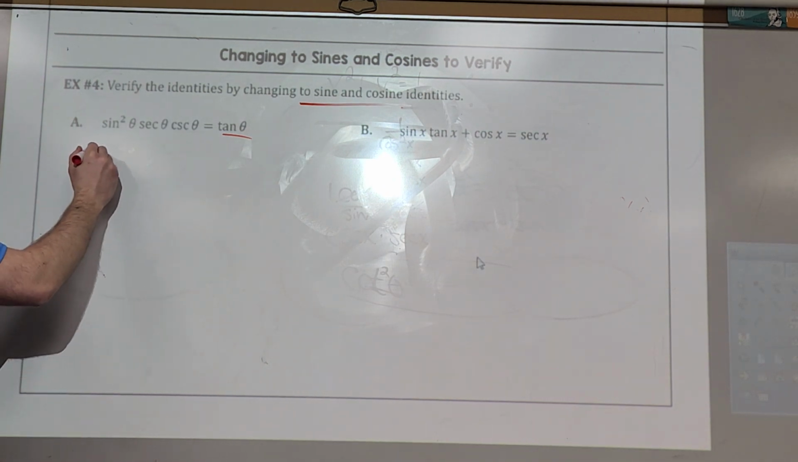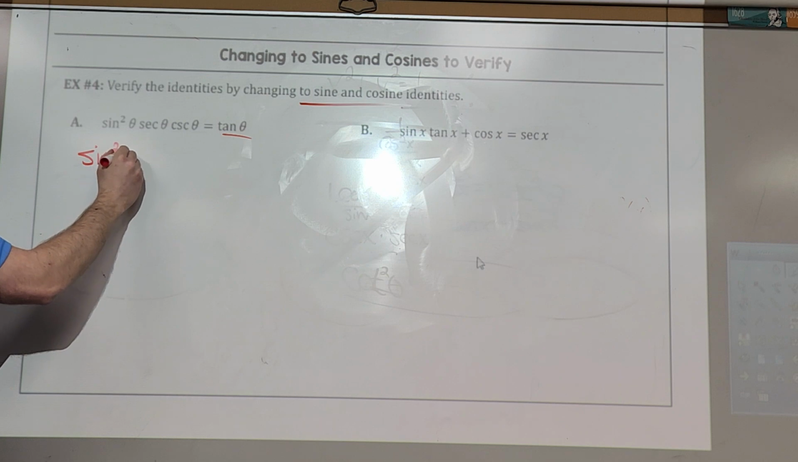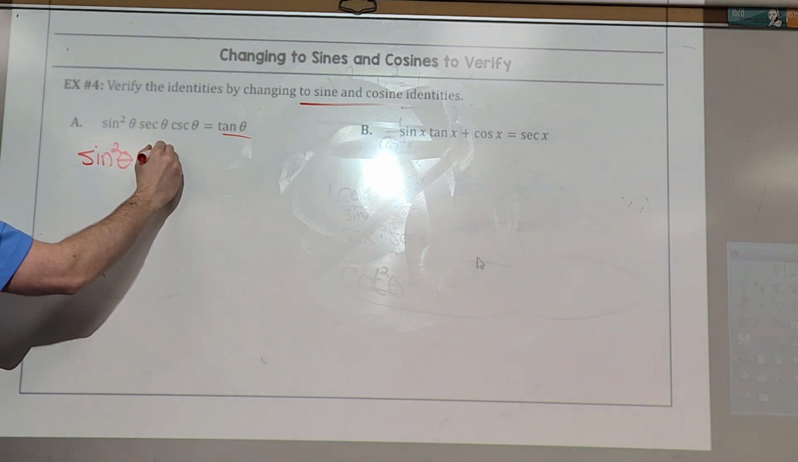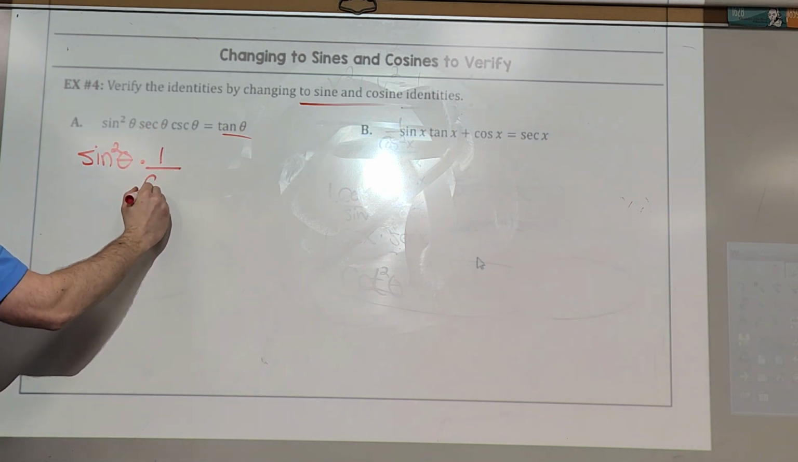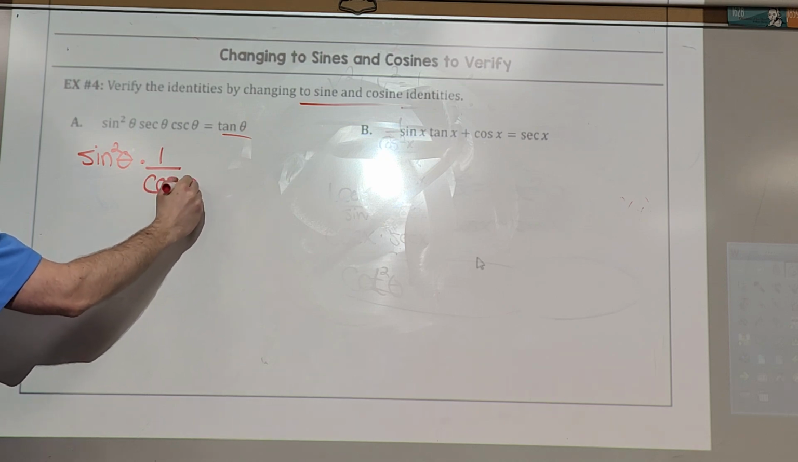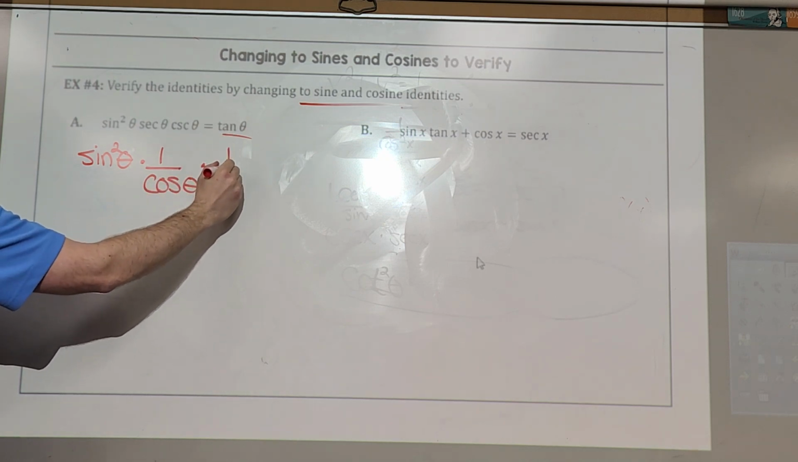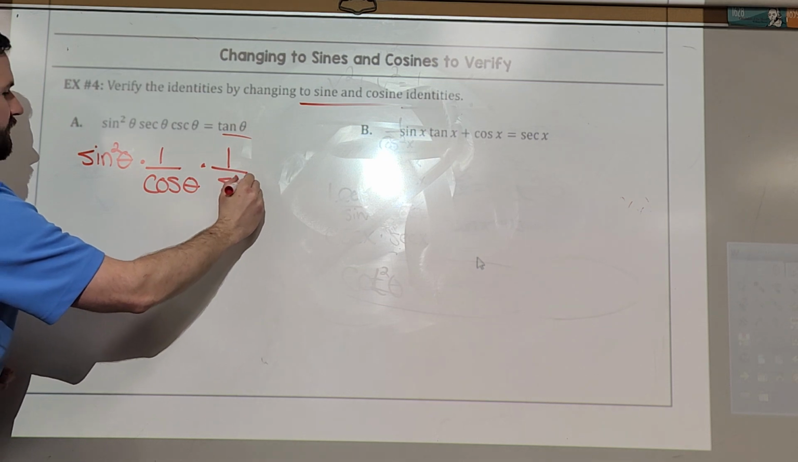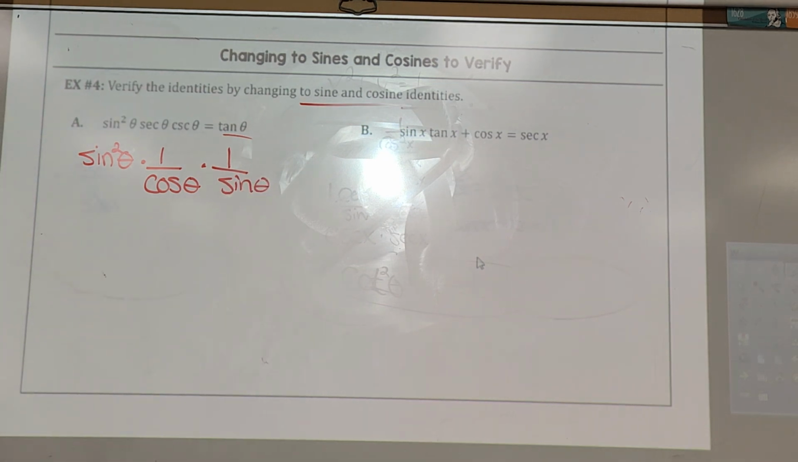Let's do it. Sine squared becomes sine squared. Secant becomes 1 over cosine, right? And cosecant is 1 over sine, right? So don't let these identities get to you, because I'm going to assure you that they work out way better than you think they're going to. You know what I mean? That looks scary, but so far, has there been anything too wild that we've done?